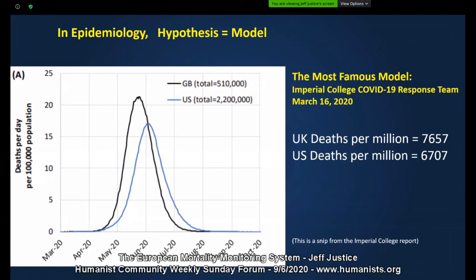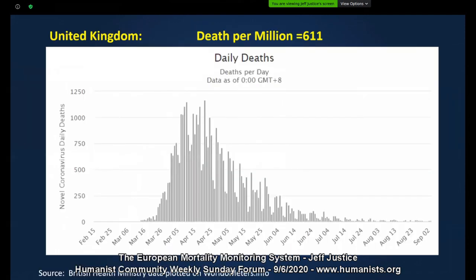So we now have data. First, the United Kingdom, here's the Worldometers plot for their deaths. It went up and peaked in late April and has been going down and is pretty darn close to zero now. So they ended up with 611 deaths per million, which is about 7% of what the Imperial College model predicted.